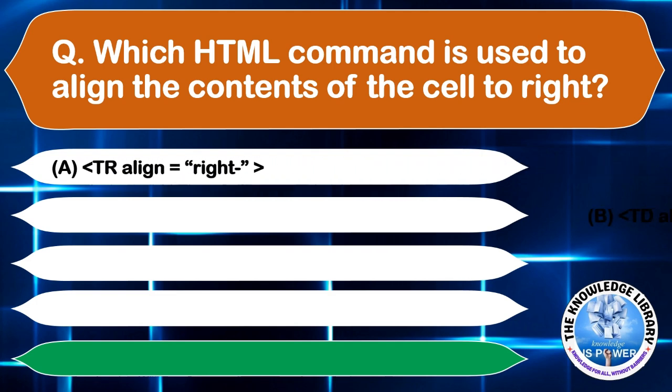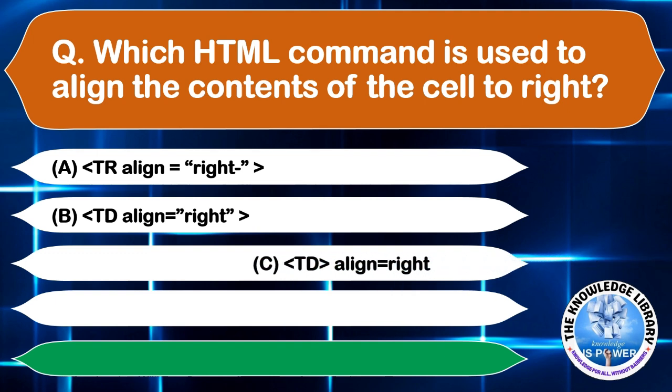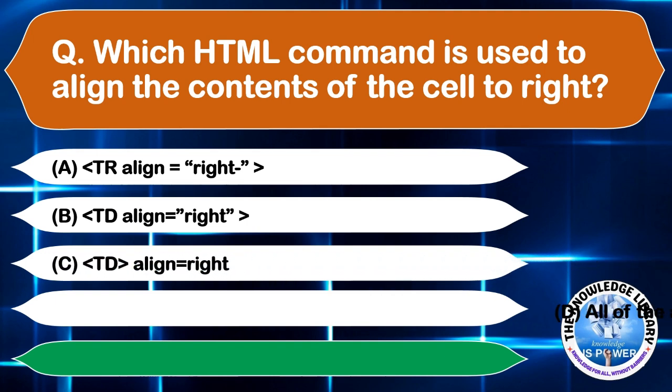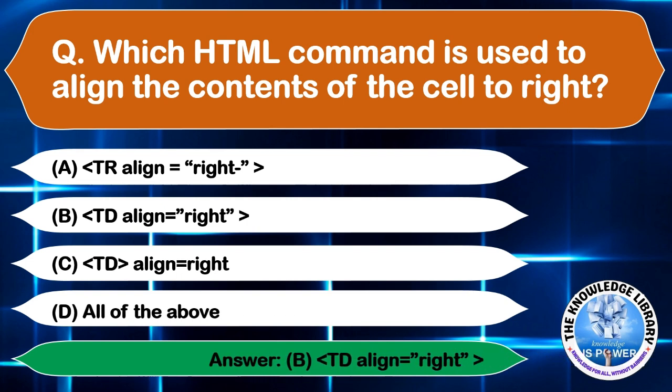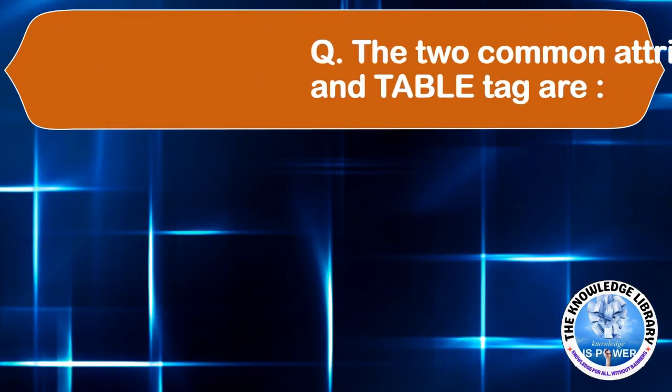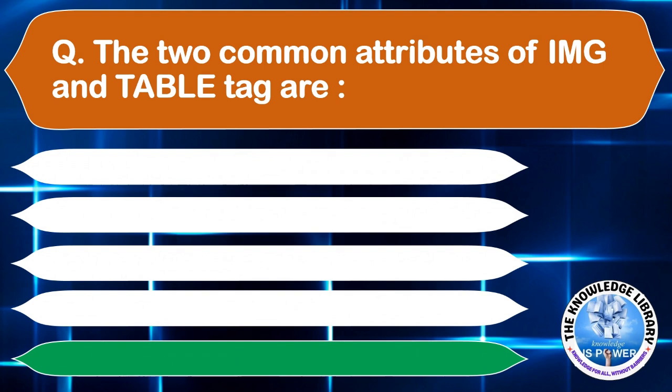The next question is, which HTML command is used to align the contents of the cell to right? Option A, TR align is equals to right. Option B, TD align is equals to right. Option C, TD align is equals to right. Option D, all of the above. The correct answer is option B, TD align is equals to right.